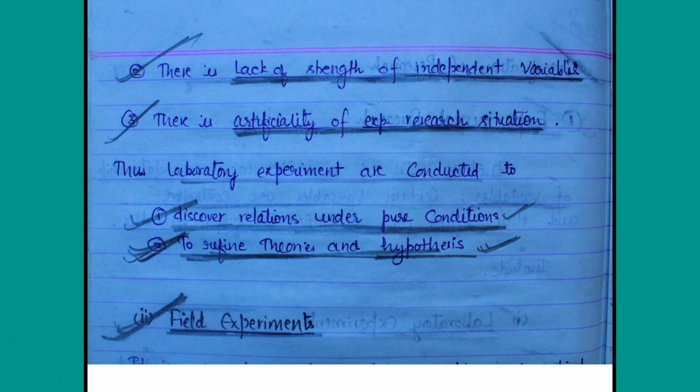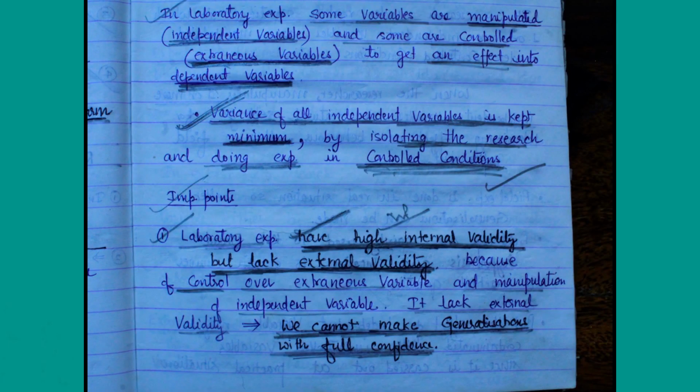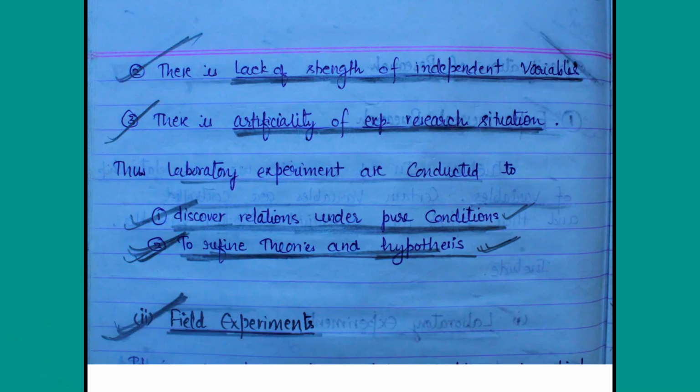So please remember, laboratory experiments have high internal validity and low external validity, and laboratory experiments are conducted to discover relations under pure conditions. So where will laboratory experiments give good results? In physics, in chemistry, where the variables will behave in the real world in the same way as in the laboratory. To refine theories and hypotheses, laboratory experiments are done. So laboratory experiments are limited in agriculture, especially in social sciences, but biochemistry, agricultural physics and soil chemistry are also doing good laboratory experiments.